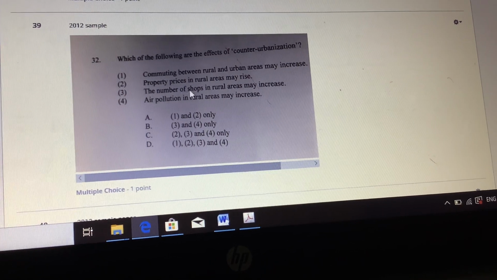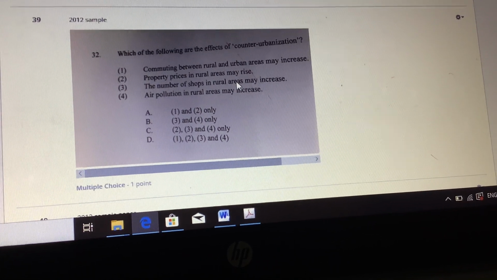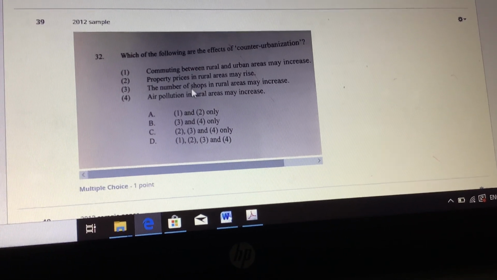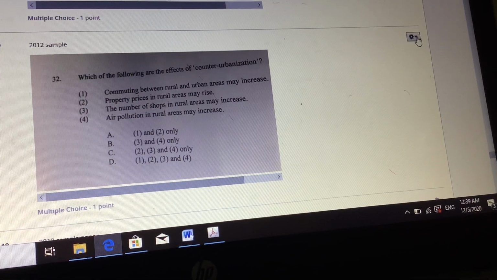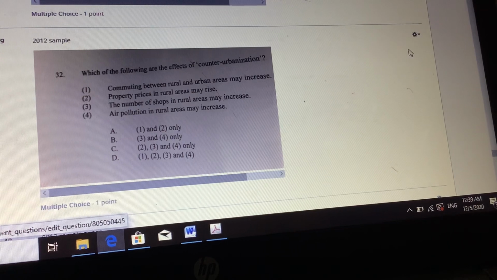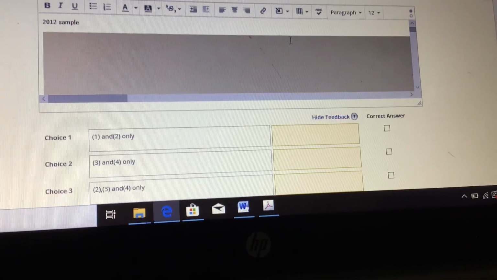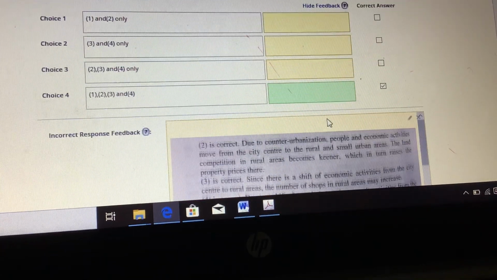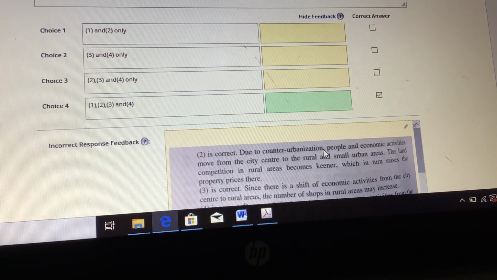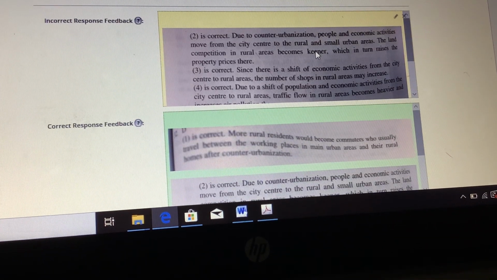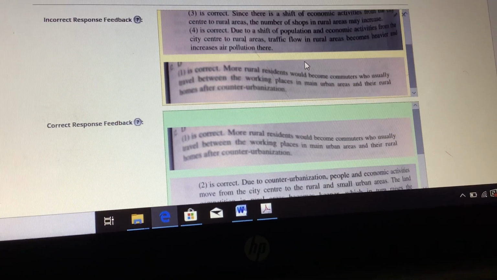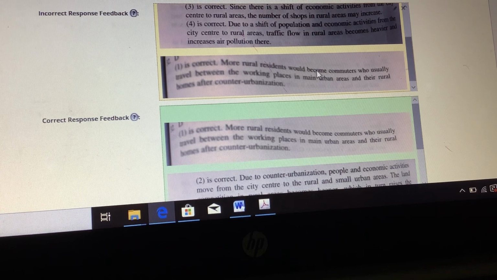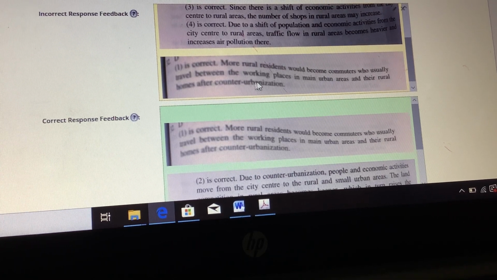Number 3, number of shops increase. True, because more urban people will move back there. Air pollution in the rural area increases, which is also true. It should be 2, 3, 4, right? 1, 2, 3, 4. Come on, how come? What have I missed? How come number 1 is correct? Let's see. More rural residents will become commuters usually and work based in.